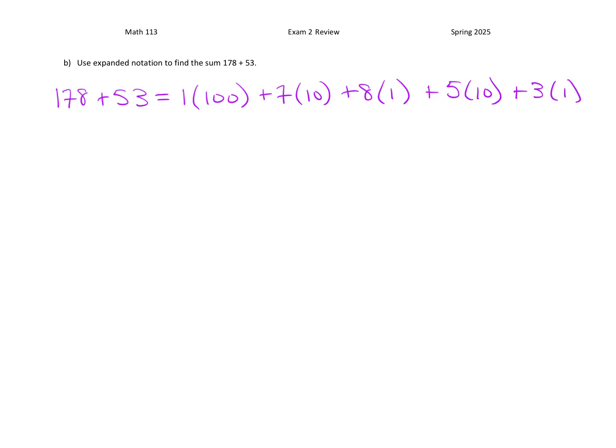Okay, so I only have 100. Okay, but I'm going to combine my tens. I've got 7 tens plus 5 tens. So that makes 12 tens total. So I'm going to say plus 12 tens. And then how many ones? I have 8 ones plus 3 ones. So that's 11 ones.